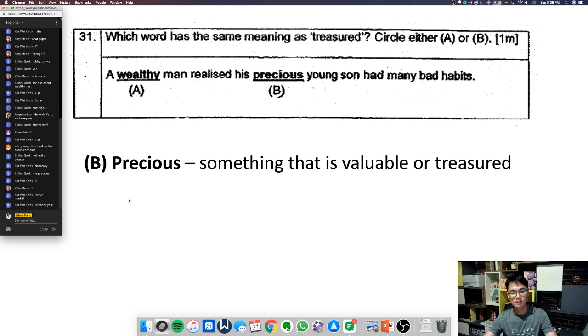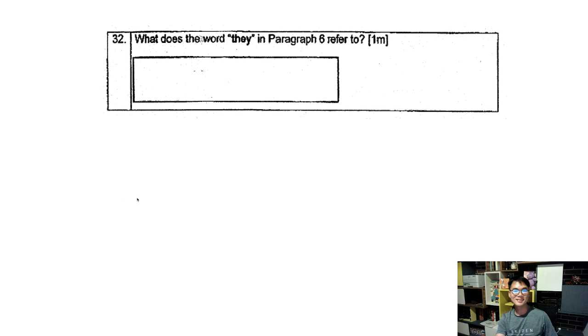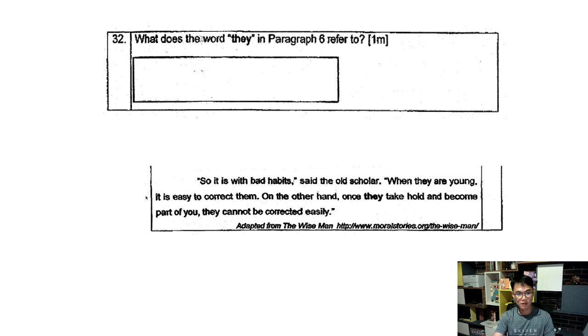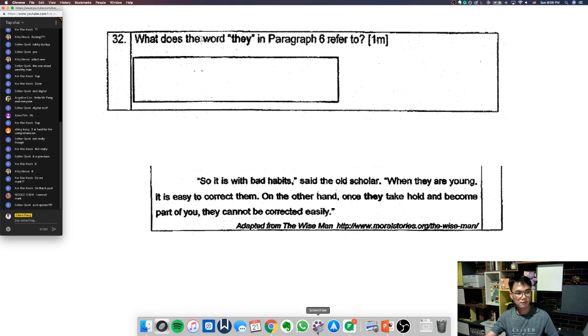All right, great. Okay, question 32. Let's take a look at this, right? What does the word day in paragraph 6 refer to? So now I'm going to call up paragraph 6 so you can all see paragraph 6, okay? This is paragraph 6 in the passage, okay? All right, let's take a look.